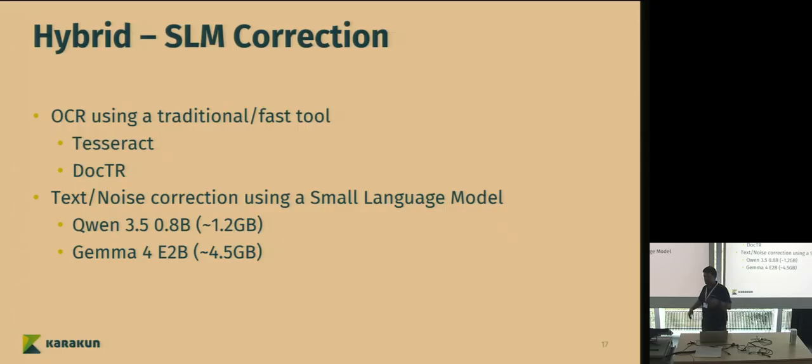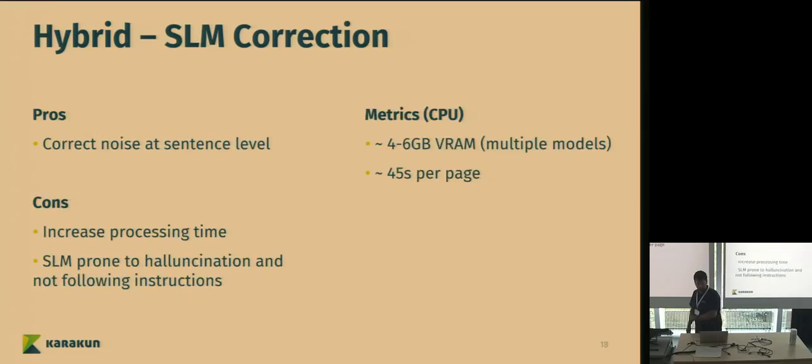This will add a little bit of latency on top because you're running two tools, one after the other. So it might take more time, but still you could solve a little bit of issues. The good thing is that it can correct the noise, correct the issues at sentence level, not just a single character, but really understand if at the sentence level there is some issue, maybe the order is not correct or something like that. But as I said, it increases the processing time, and those small language models are very prone to hallucination and not following instructions.